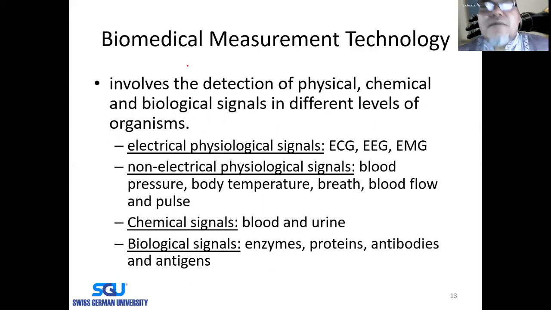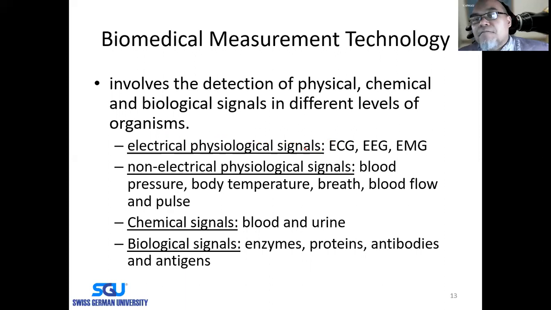Then for the biomedical measurement technology, this will involve the detection of physical, chemical, or biological signals, as we have mentioned in the previous slide, in different levels of organism. It could be physiological level. Physiological level means the whole body, the whole body physiology. In the case of electrical physiological signal, the example will be ECG.